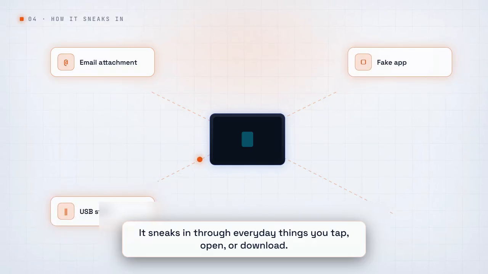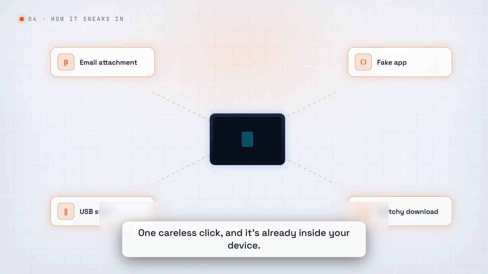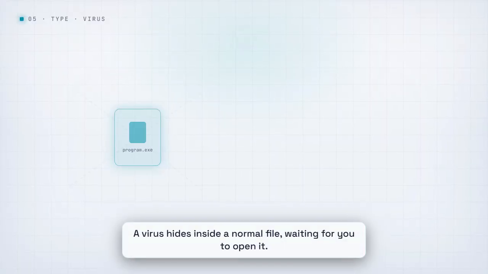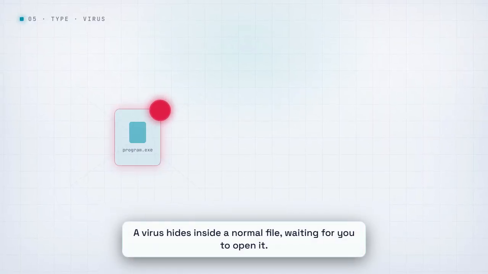But how does it get inside? It sneaks in through everyday things you tap, open, or download. An email attachment, a fake app, a random USB stick, a sketchy download. One careless click and it is already inside your device.